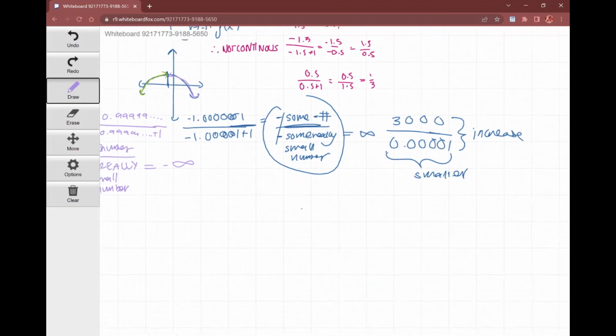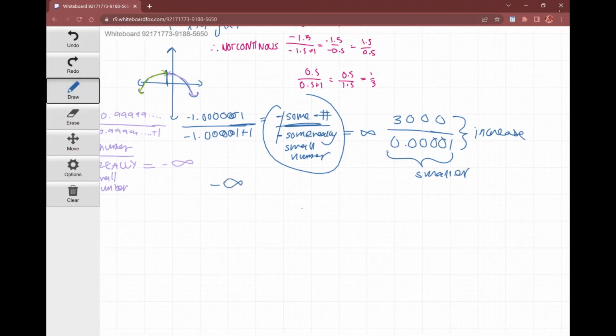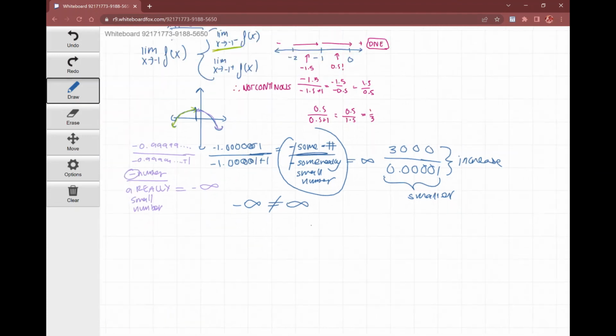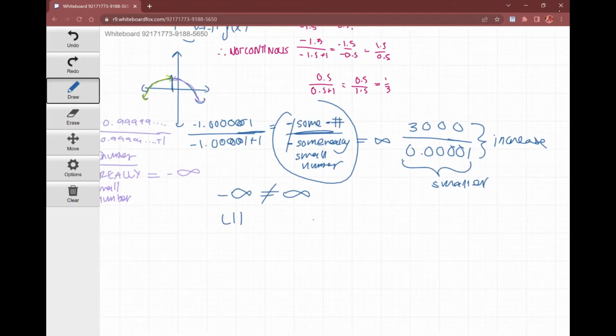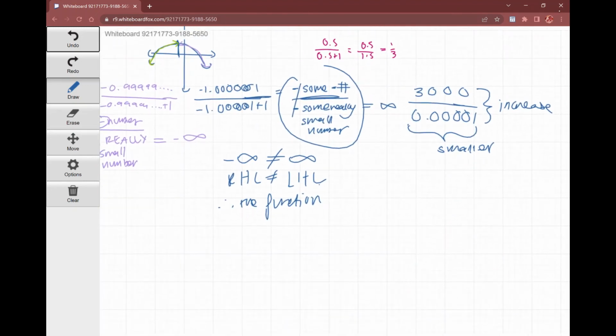And so as you can see, negative infinity is not equal to infinity. So therefore, left-hand side, well, this isn't the left-hand side, but the right-hand limit is not equal to the left-hand limit, so therefore the function is not continuous at x equals -1.